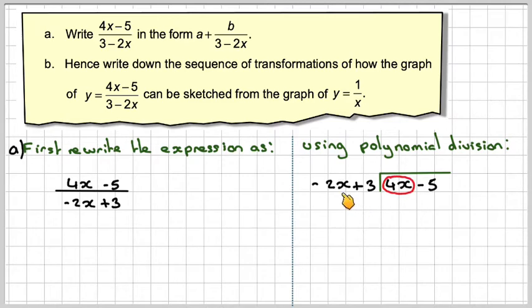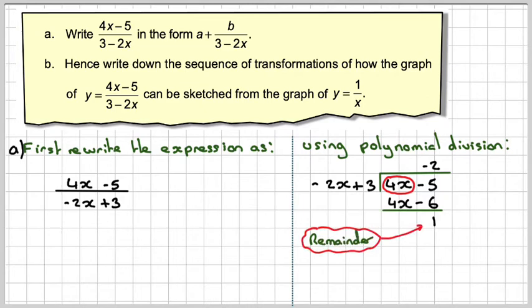So 4x divided by minus 2 gives me minus 2, and then minus 2 times minus 2x gives me plus 4x, and then minus 2 times 3 gives me minus 6. Doing the subtraction, we got minus 5 minus minus 6, which is plus 1. This is the remainder. So my expression will become minus 2 plus the remainder over the divisor.